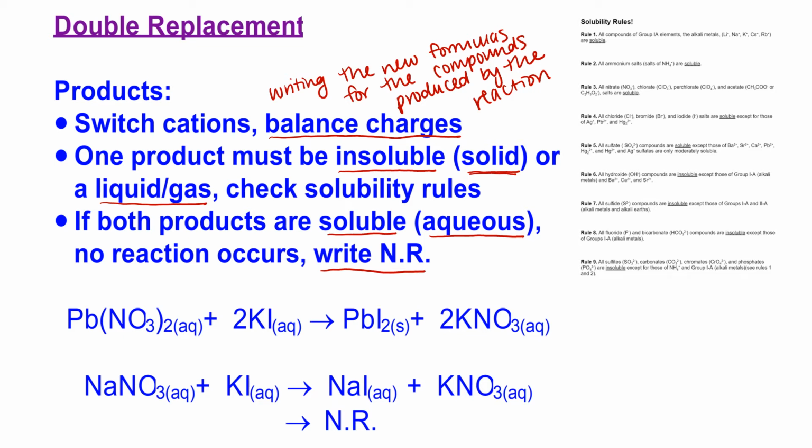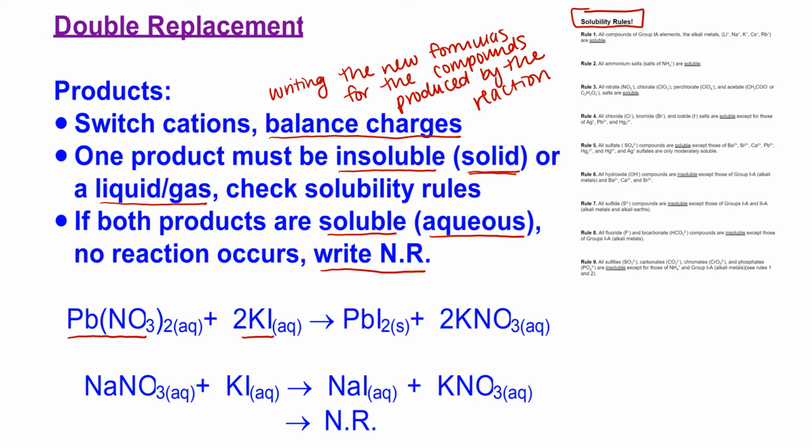So let's take a look at reading our solubility rules. The solubility rules are over here on the right-hand side of the screen. I've provided a copy for you there. Looking at our first problem, we've got the example we were looking at on the slide before. We've got lead(II) nitrate reacting with potassium iodide.